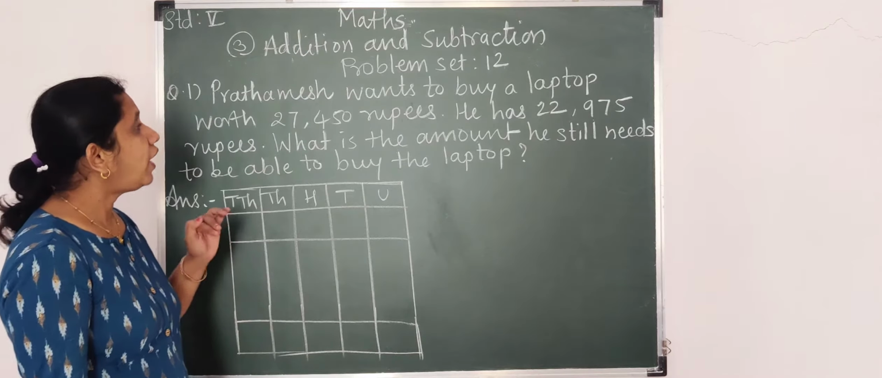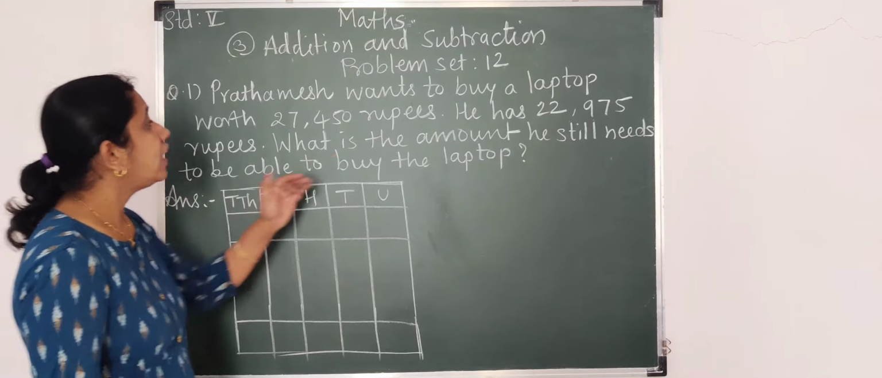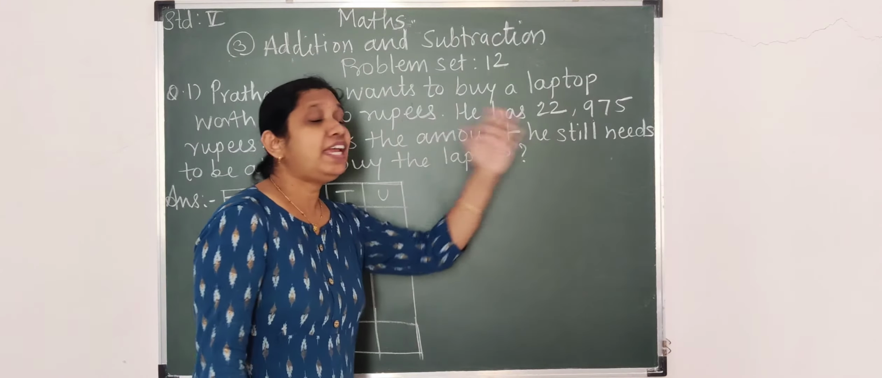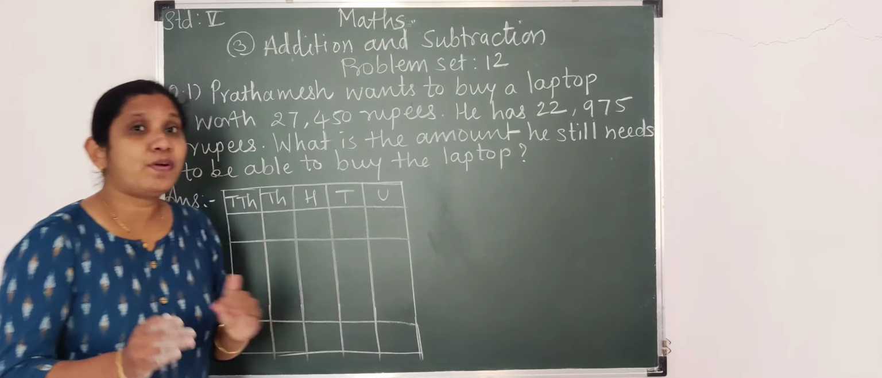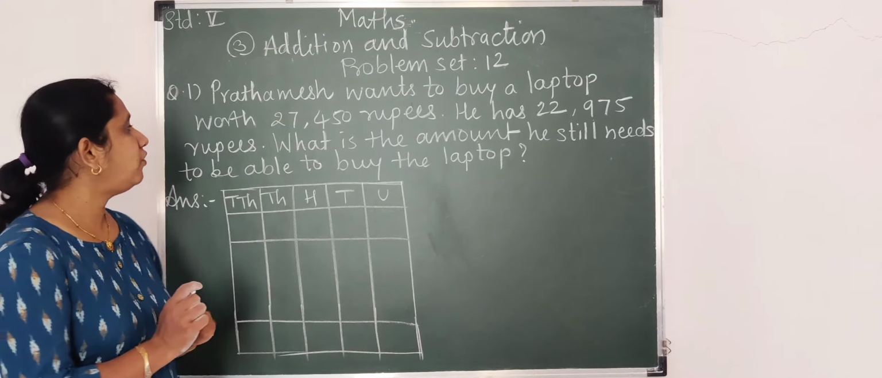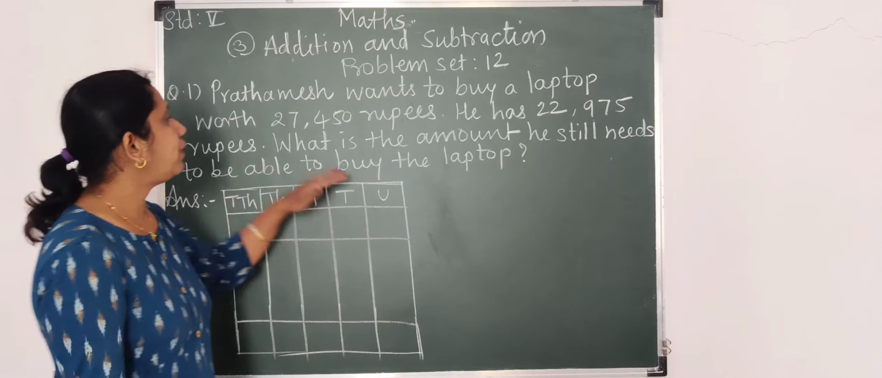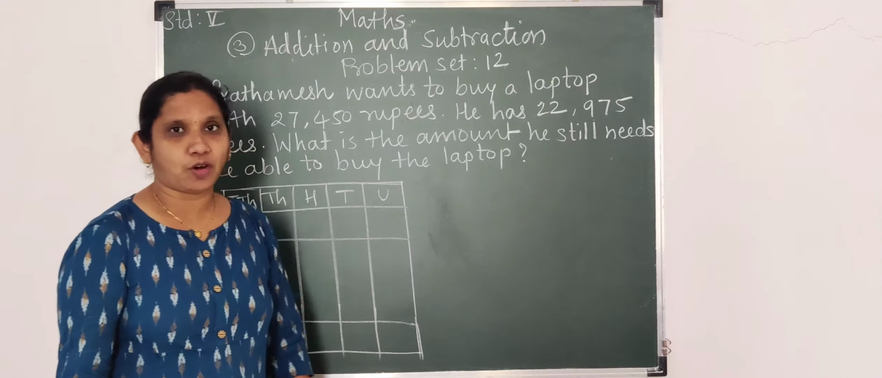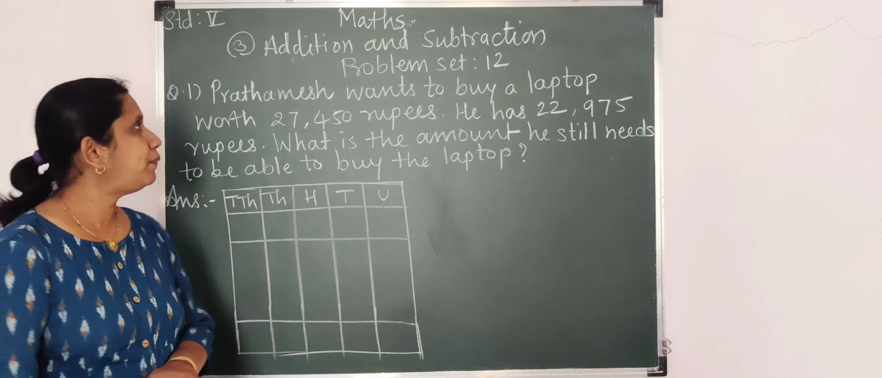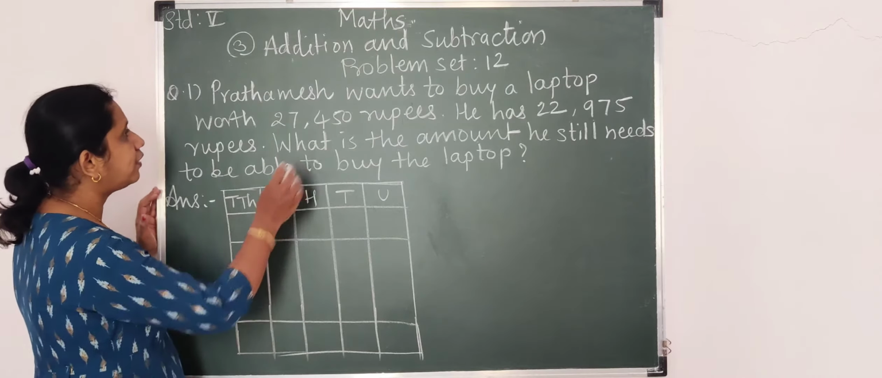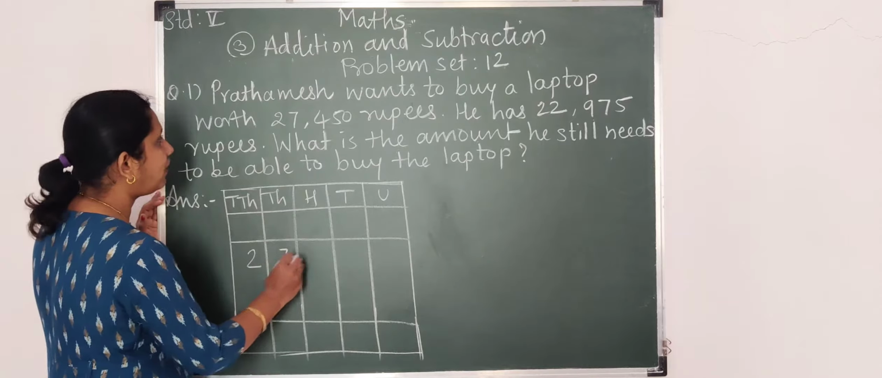See, now we have to focus on the wordings. What is the amount he still needs? It means how much less money he has with him so that he will be able to buy the laptop. It means we have to subtract. So let's write these numbers in the table.